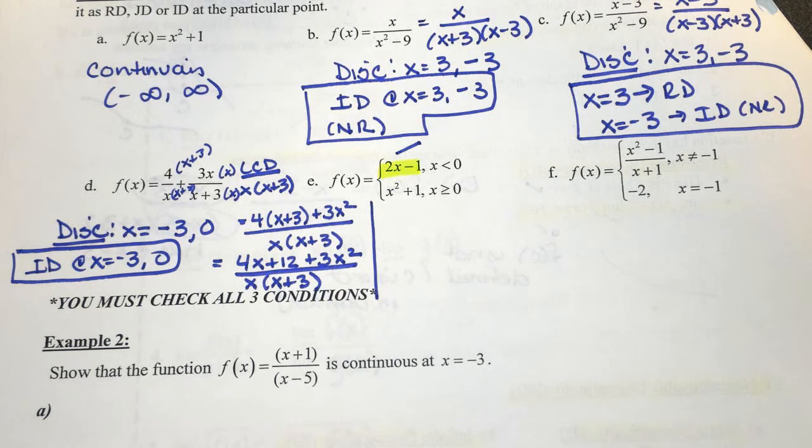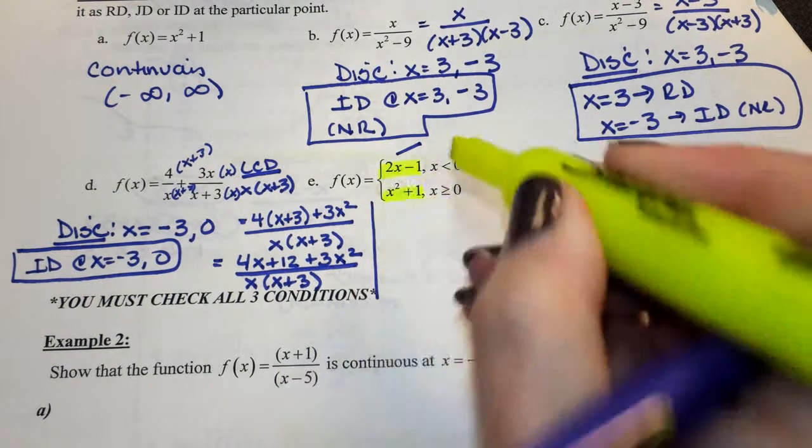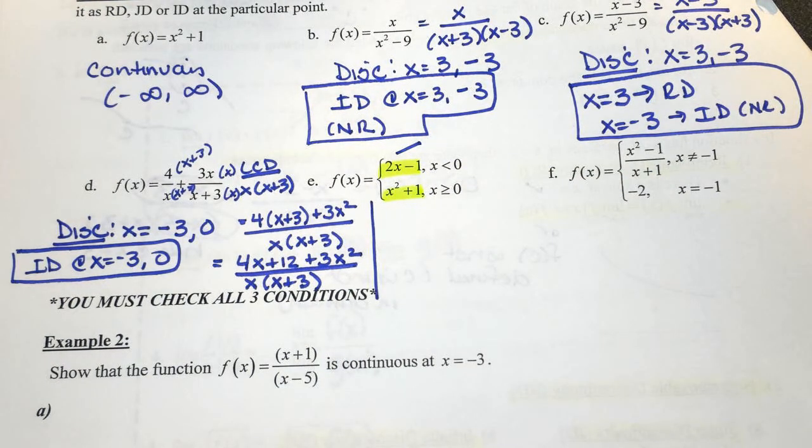Do you have any holes when you graph a line? Do you have any vertical asymptotes when you graph a line? Do you have any jumps when you graph a line? No. So now take a look at the second function, x squared plus 1. What type of graph is that? It's a quadratic. It's a U. Do you have any holes in the U? Do you have any vertical asymptotes in the U? No. Do you have any jumps in the U? No.